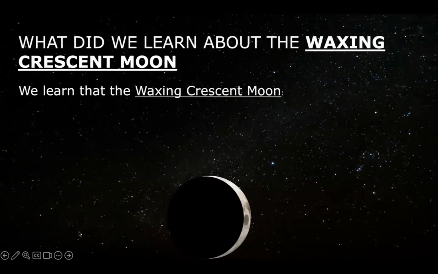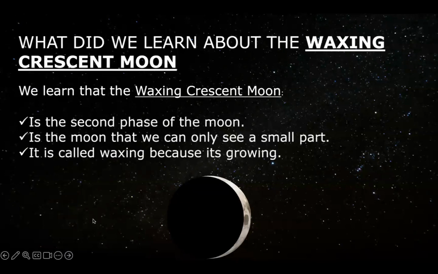What did we learn about the waxing crescent moon? Let us find out. We would have learned that it is the second phase of the moon. It is the moon that we can only see a small part of. It is called waxing because it's growing.